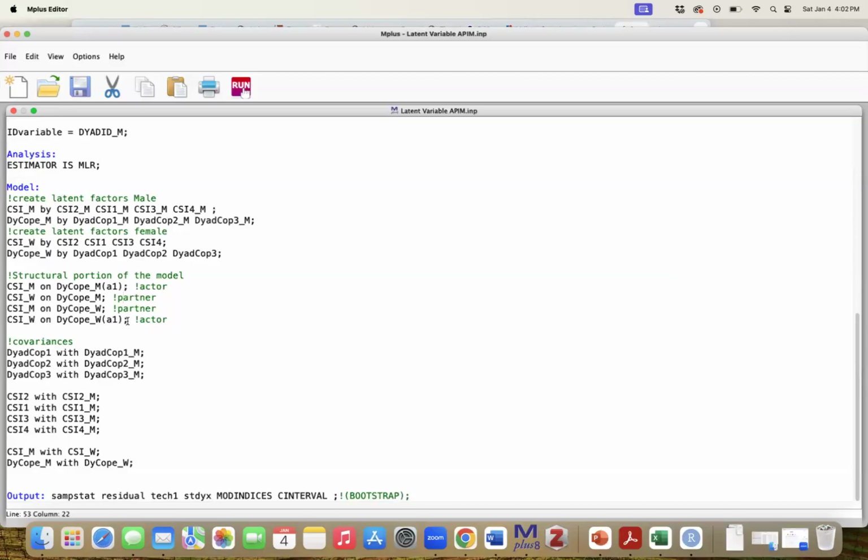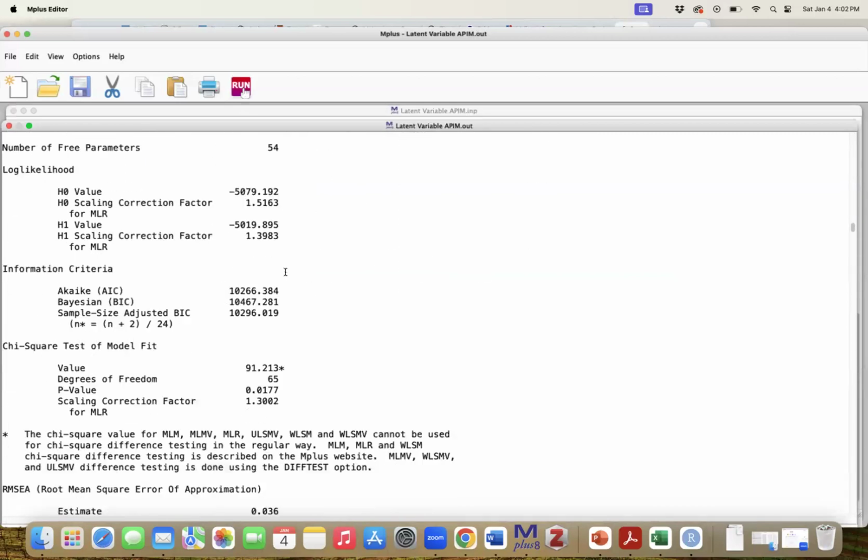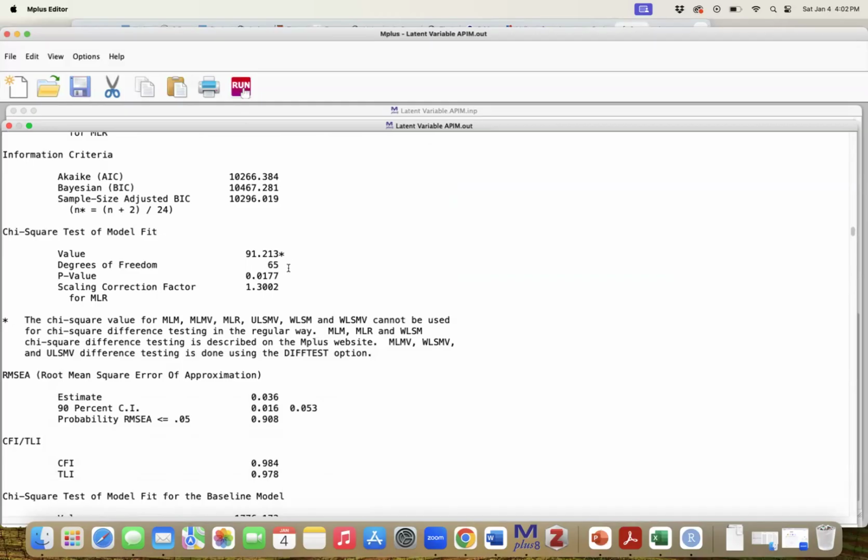And what this will do is any parameter with this A1 at the end will be constrained to be equal to every other parameter that also has that A1 label. All right. So we can go ahead and run that. And we can see that our model significantly decreased in fit. Before it was around, I believe, 87. Now it's above 91. And the critical value for a 1 degree of freedom likelihood ratio test is 3.84, which comes from the central chi-square distribution.